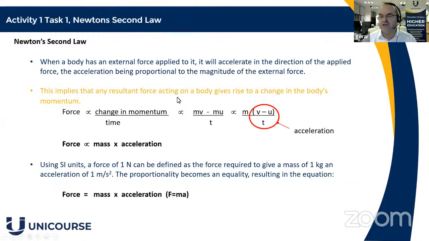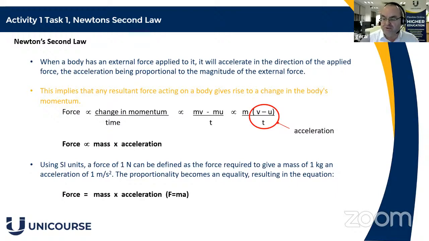Right, so first of all, let's take you back a little bit, and we'll look at Newton's second law. So when a body has an external force applied to it, it's going to accelerate in the direction of that applied force. And the acceleration is proportional to the magnitude of that applied external force. So what that implies is that the resultant force acting on this body gives rise to a change in the body's momentum. Now, momentum is the mass times the velocity. So the applied force is proportional to the change in momentum over a time period.